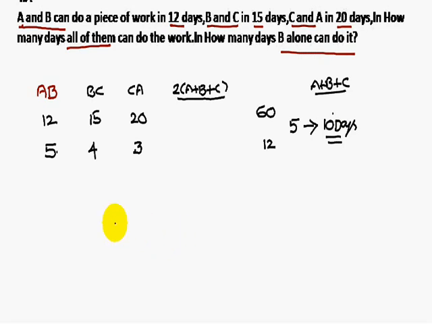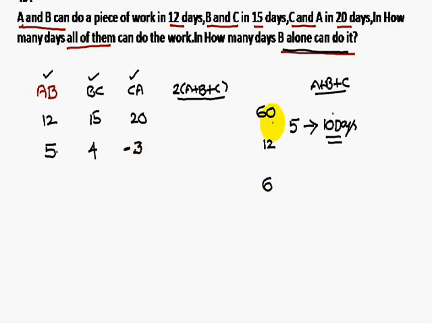Okay. Next question, what he is asking is in how many days B alone can do it? You observe the term which doesn't have the B term. B alone can do it, he is asking. That's why you have to identify the term which doesn't have the B term. This doesn't have the B term. Therefore you put a negative sign here. Okay, so 5 plus 4 is 9, 9 minus 3, how much? 6.